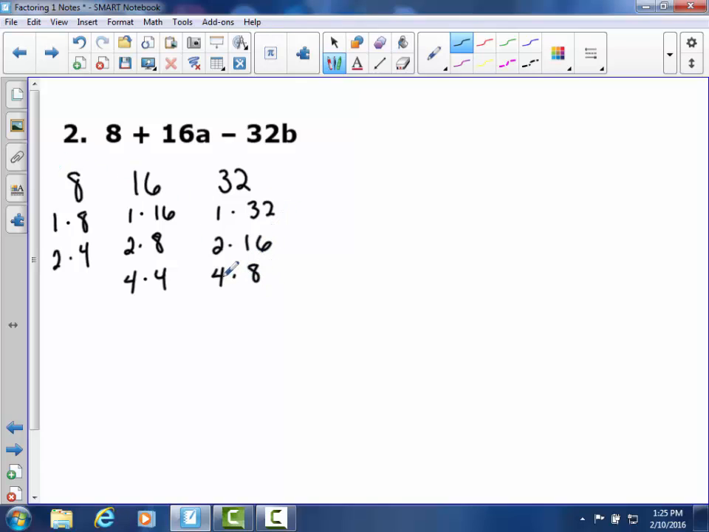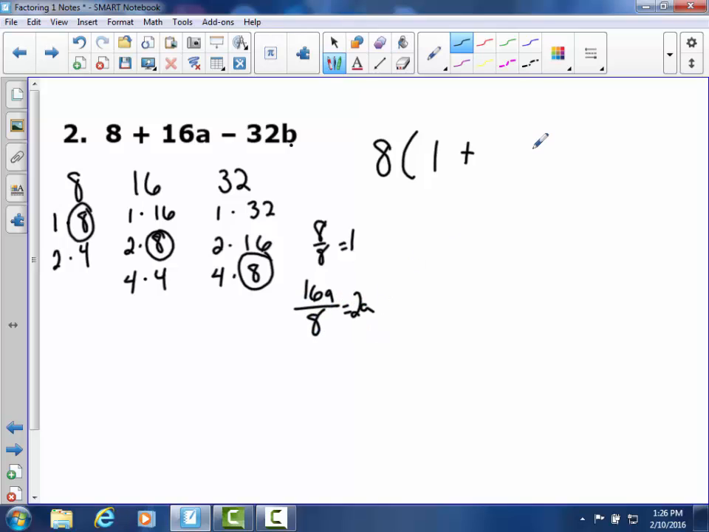So I'm looking to see, well, what's the largest value that they all have? And 8 is the largest value here that's also in 16 and is in 32. Then I look at my variables. They don't have any variables in common, so I'm not going to have a variable portion. So GCF is 8, and then I'm going to take each section out. 8 divided by 8 is 1. So I'm going to put a 1 right here. Plus 16A divided by 8 is 2A. So I'm going to write 2A minus, and then 32B divided by 8 is going to be 4B.